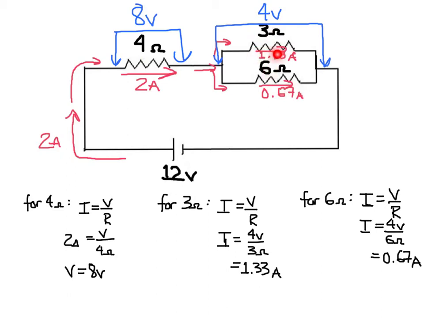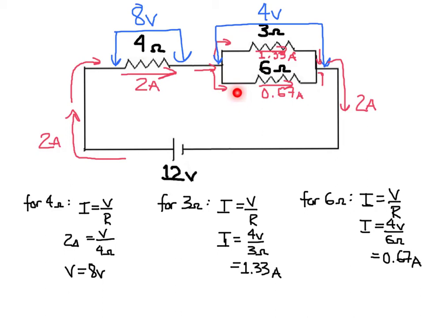If you notice, 1.33 plus 0.67 is the 2 amps. So as 2 amps flow here, it splits. 1.33 amps go through the top and 0.67 amps go through the bottom. They then recombine here so that we now have a current here of 2 amps. So no current is lost, just different amounts of current go through different parts of our circuit.